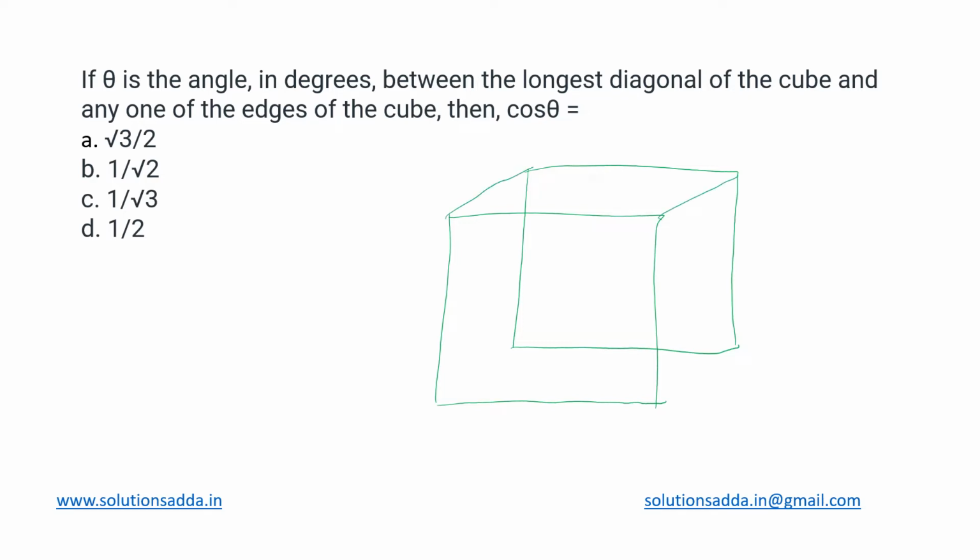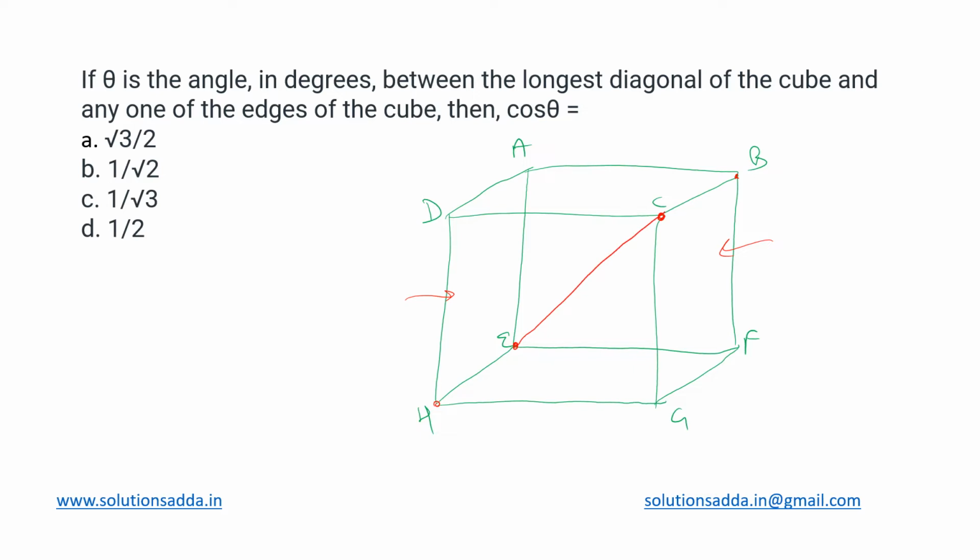Let us name the vertices of this cube as A, B, C, D, E, F, G, and H. Now the longest diagonal for this particular cube can either be from C to E, or from B to H, and likewise the one from the farthest point of this surface to the farthest point on the other surface; that would be a longest diagonal. So let us consider this CE to be our longest diagonal.